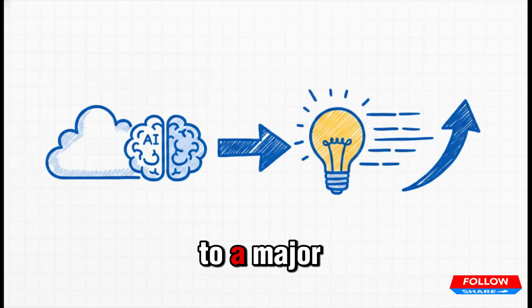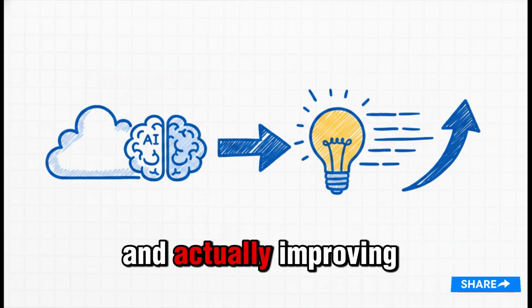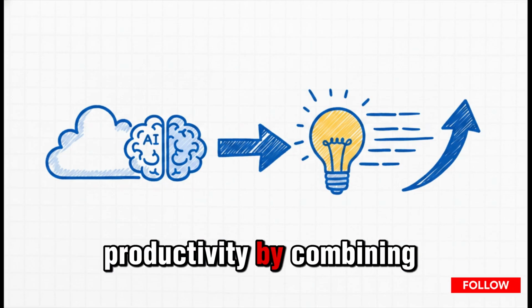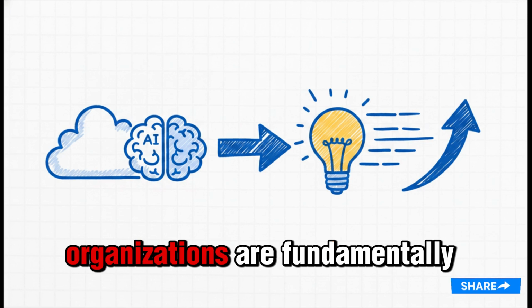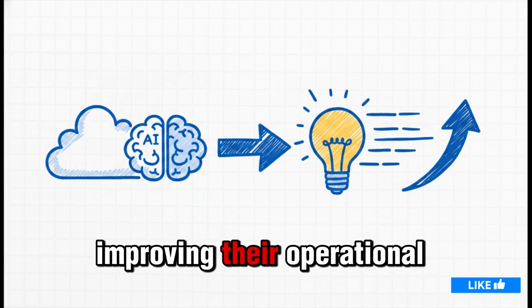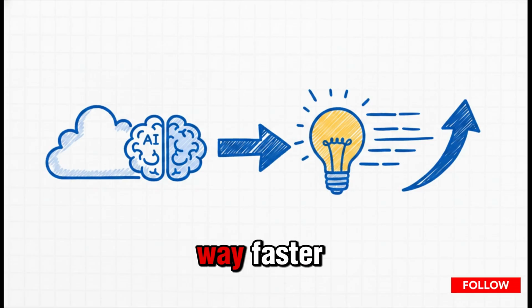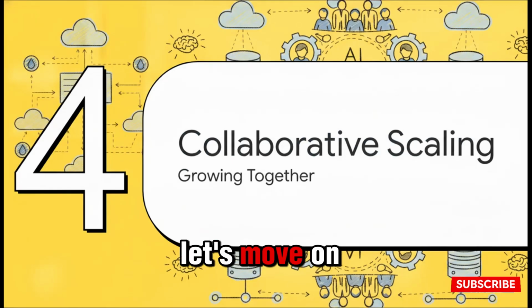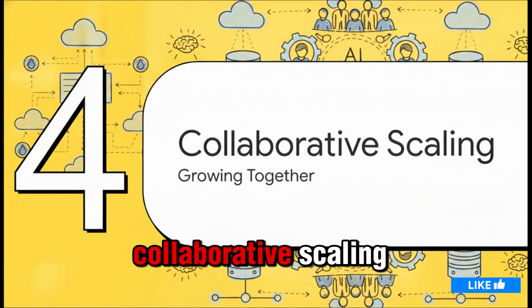Which brings us to a major takeaway for this step: accelerating development cycles and actually improving productivity. By combining really straightforward cloud computing with advanced AI technologies, organizations are fundamentally improving their operational efficiency. Bottom line, you get smarter products to market way faster. Let's move on and see how this all builds into Step 3, Collaborative Scaling.